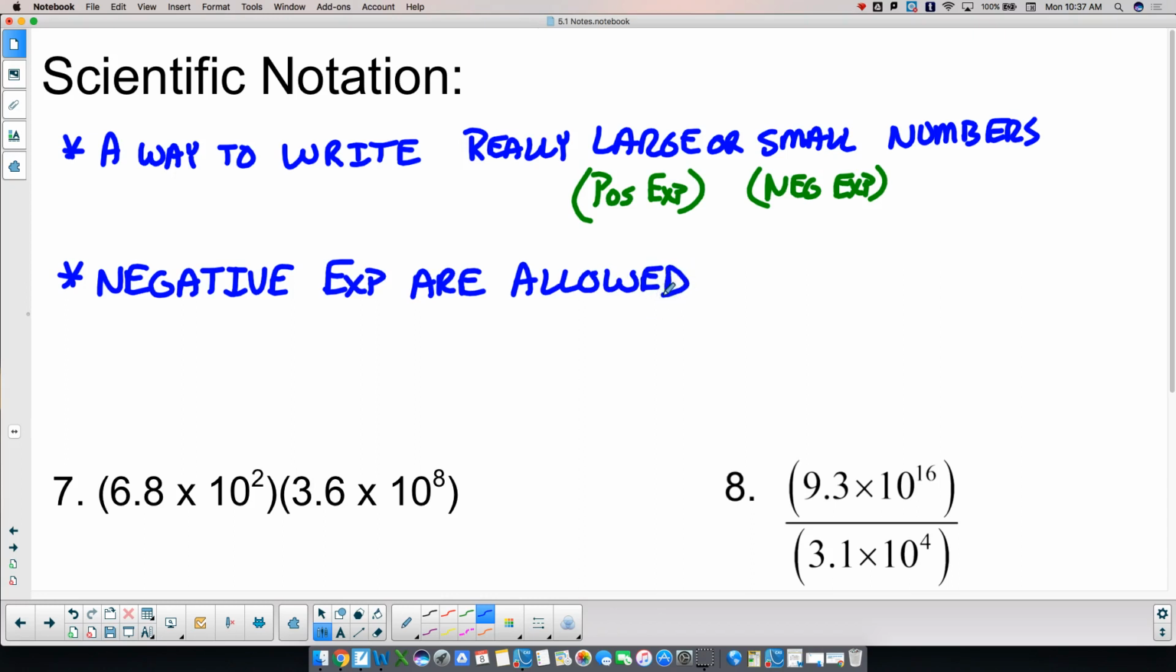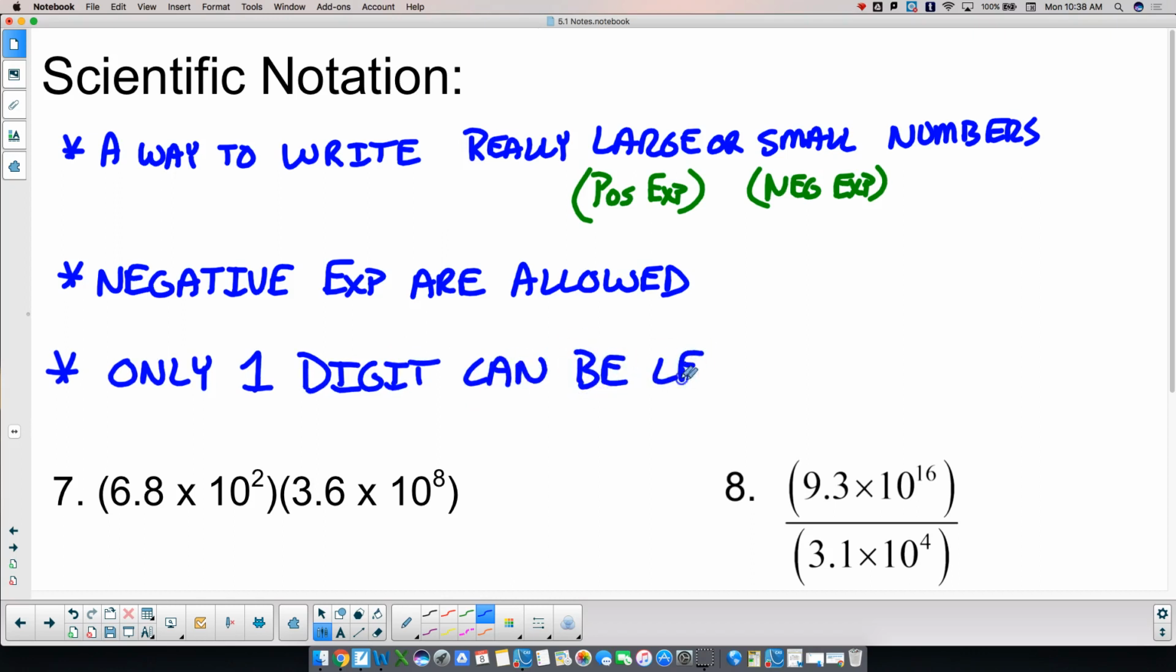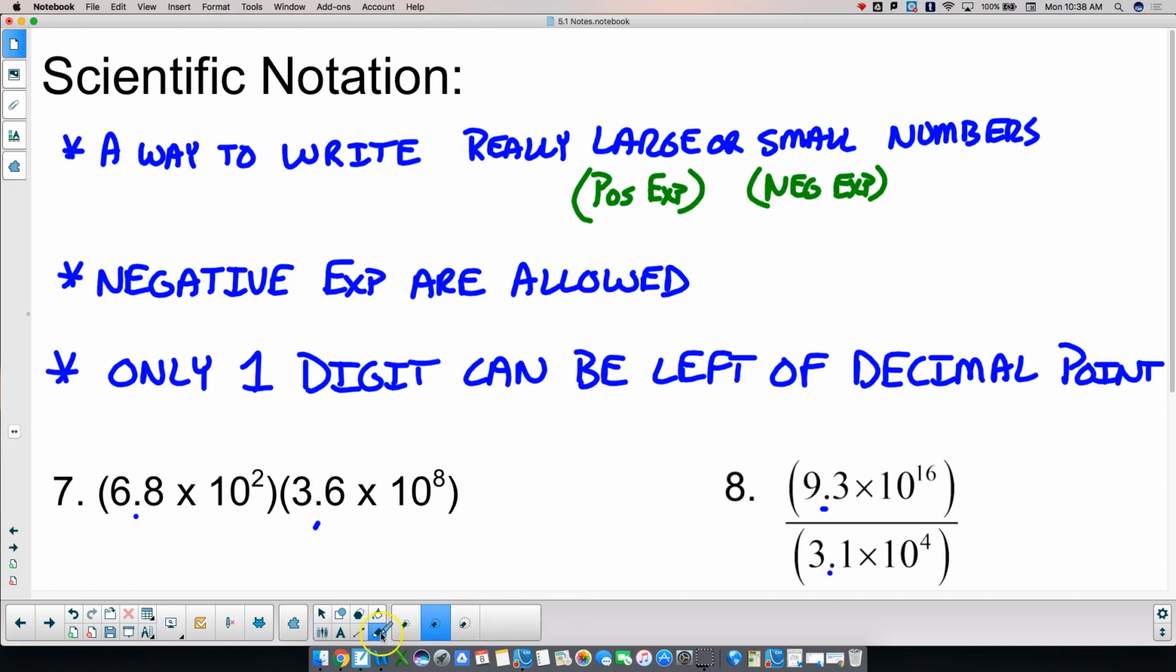Scientific notation comes with one rule, and the one rule is that only one digit can be left of the decimal point. Okay? Which is why they're all written like here and here and here and here. Only one number to the left of the decimal point.